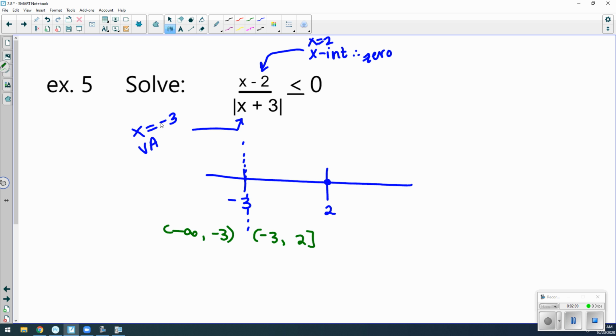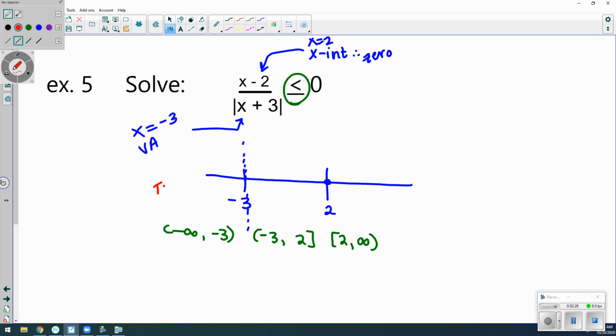Our second interval is from -3 to 2. Again, a parenthesis at -3 because it's an asymptote, a hard bracket at 2 because 2 is a 0. And then finally from 2 to infinity. Now, I'm using that hard bracket because I'm looking for the values where x is less than or equal to 0.